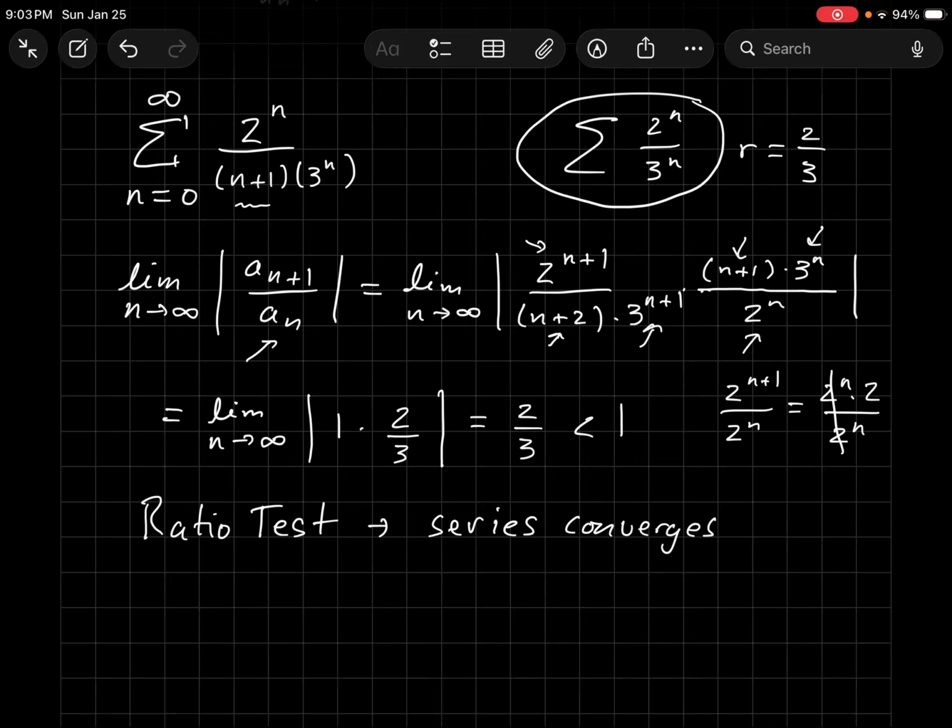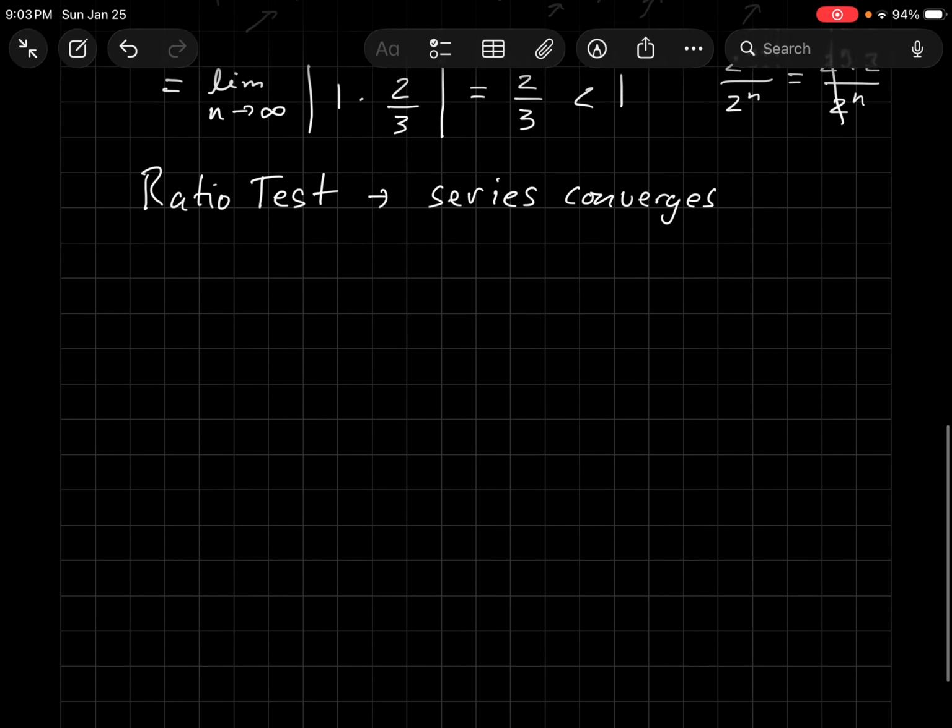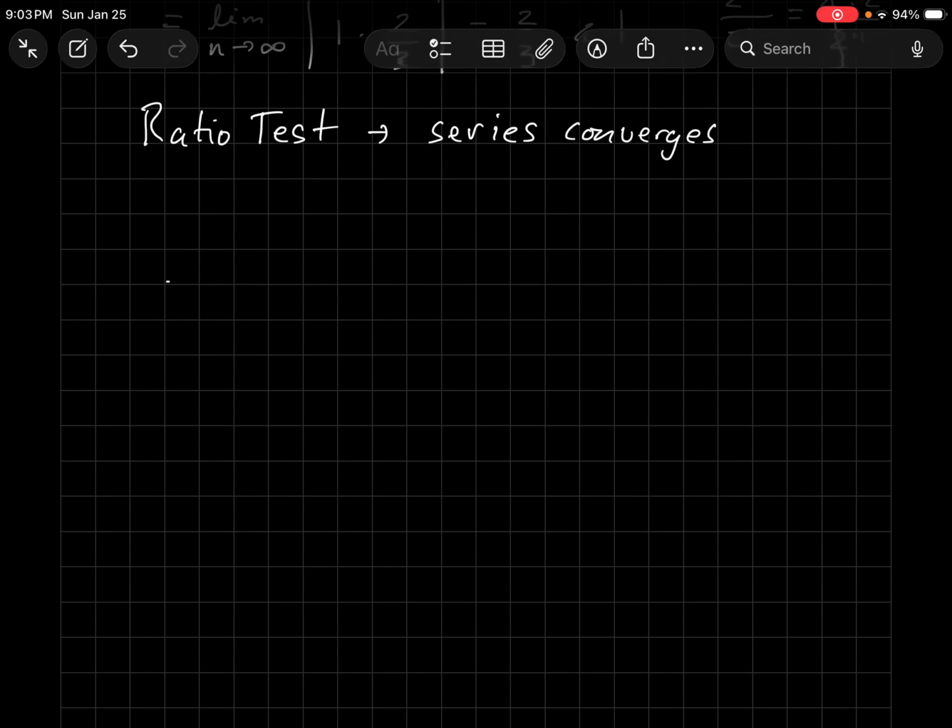One more quick example. We will look at the series n equals 0 to infinity of n factorial over 10 to the 2n plus 1.